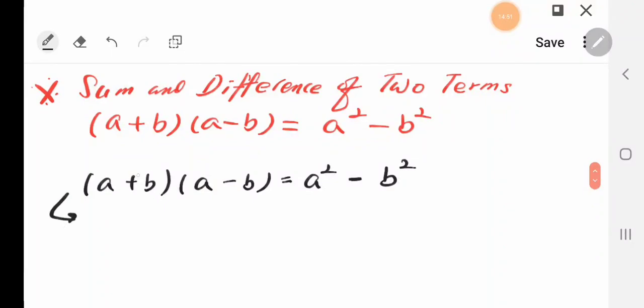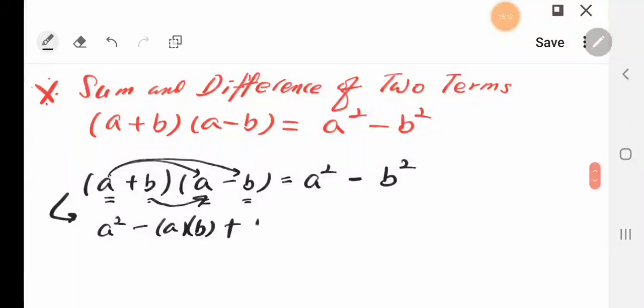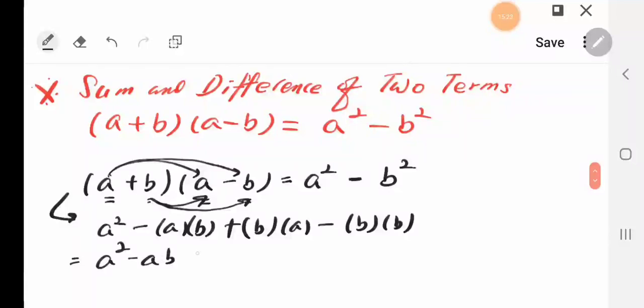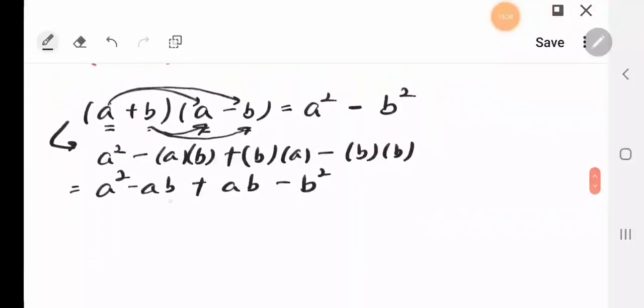Use the FOIL method. FOIL method means multiply each term by each term. So let's multiply the first terms, a squared, and multiply the outer terms, a times minus b, minus ab, plus the inner terms b and a, and multiply the last terms, minus b times b. Then this will be a squared minus ab plus b times a, which can be written as ab, minus b squared. When you combine these two like terms, ab and ab, they cancel out, so the rest is a squared minus b squared.